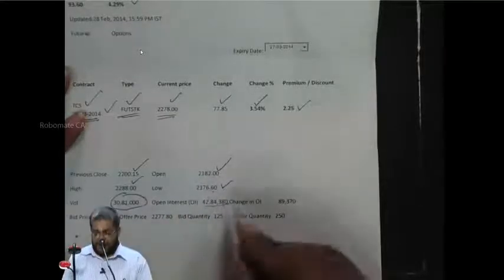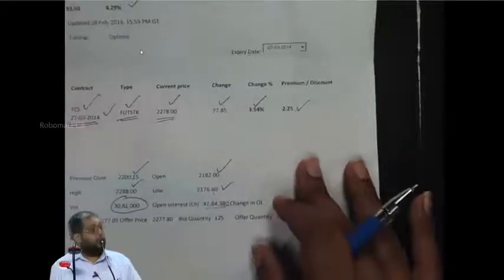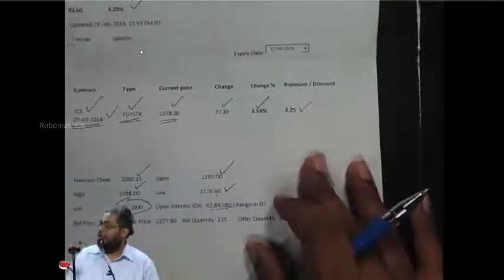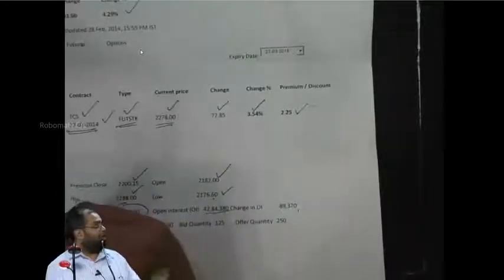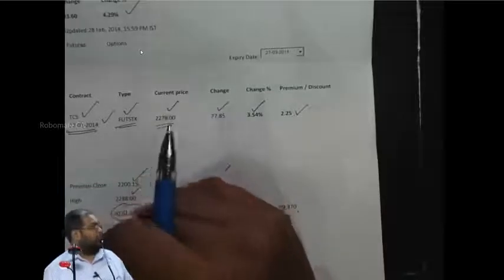Now, today, how many TCS contracts are available in the futures market? 42,84,380. Compared to yesterday, did the open interest increase or decrease? It decreased. That means there is more dilution of positions than creation of new positions. Respond yes or no. We can understand that people are booking profits and going out of the market, or just stopping their loss and going out. They feel that the TCS share price has reached a peak and may decrease. That may be the understanding.